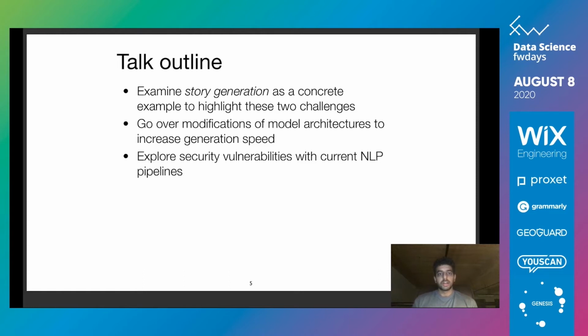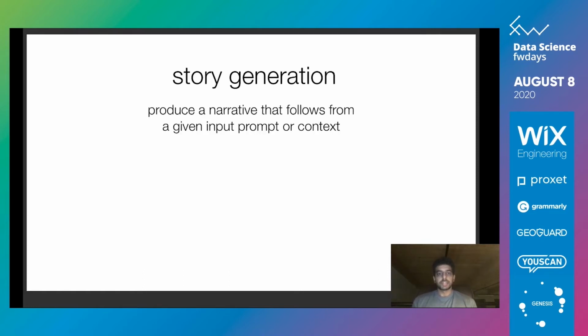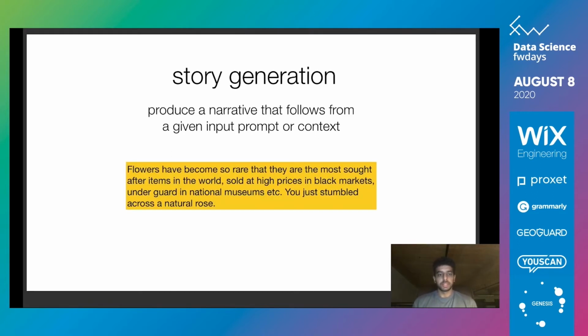Okay, so let's jump into this task of story generation. Here, we're basically asking a model to produce a story given some input prompt or context. As an example, here's a prompt. Flowers have become so rare that they're the most sought after items in the world. They're sold at high prices in black markets, and you just stumbled across a natural rose. So I might give a model this information and ask it to produce an entire story or part of the beginning of a story or something like this.